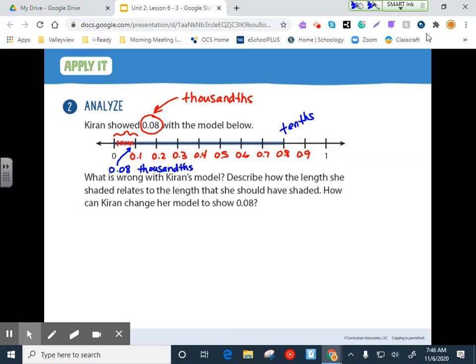And that kind of answers the question. How could you change your model to show 800ths? I shouldn't have written thousands here. Sorry, kids. Erase that. Even math teachers get it wrong sometimes. 800ths. There you go.